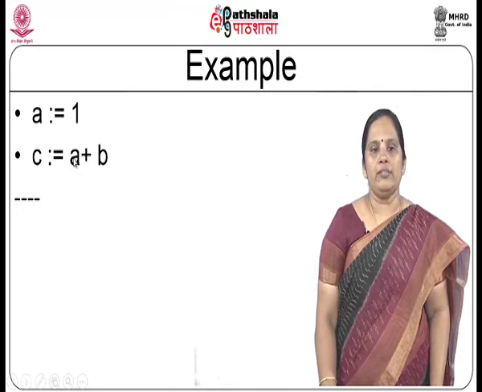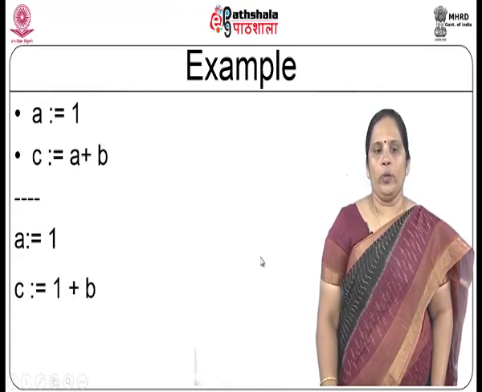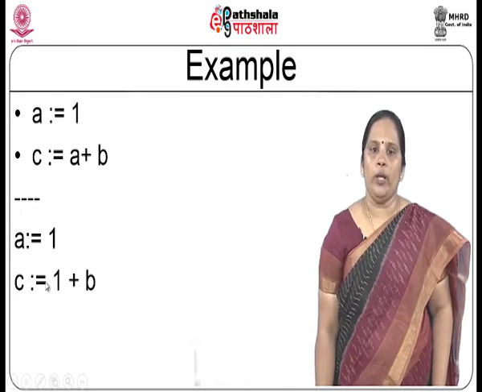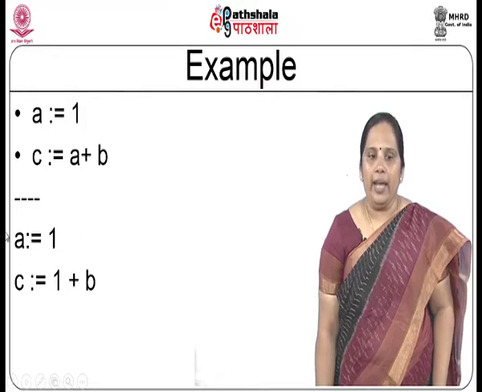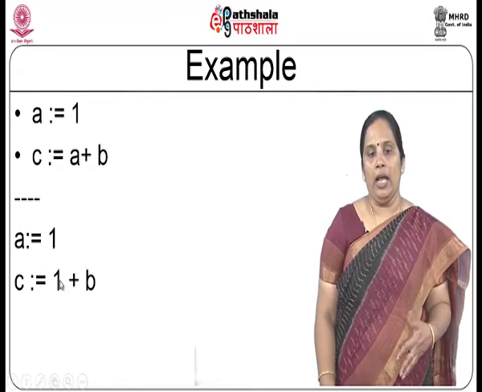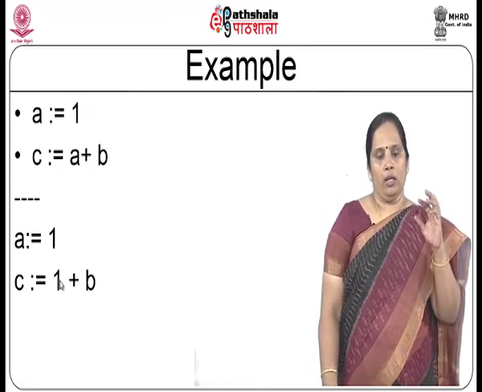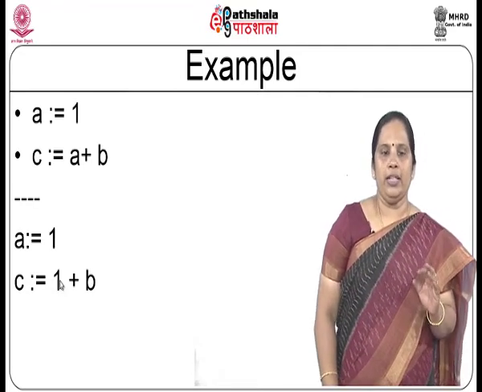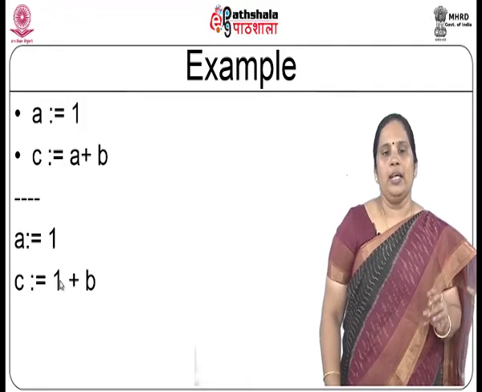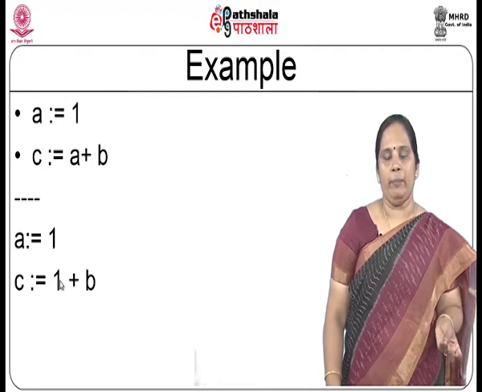Now wherever this value of A is used, I can use 1 in place of that. So A is equal to 1 and C is equal to 1 plus B. Now this is my statement, C is equal to 1 plus B. In that case A equal to 1 becomes dead code because I am not using the value of A, rather I have already replaced A with 1. So constant folding as well as copy propagation will lead to what is called dead code, that is, that statement has to be got rid of and it need not generate any piece of code.